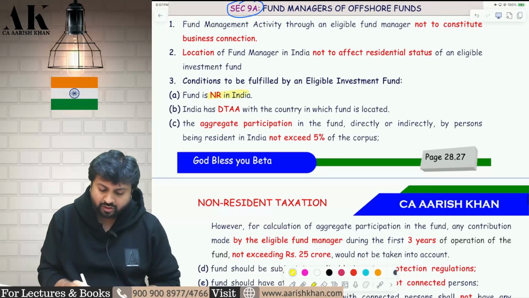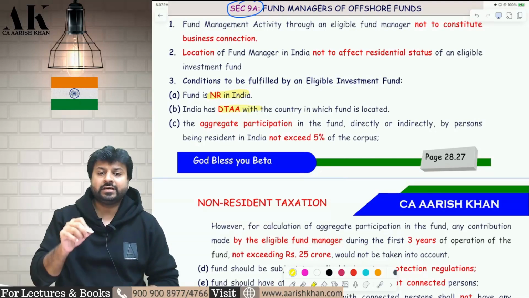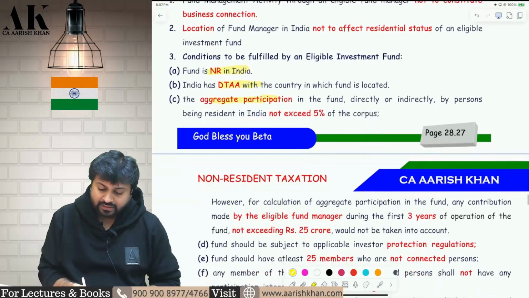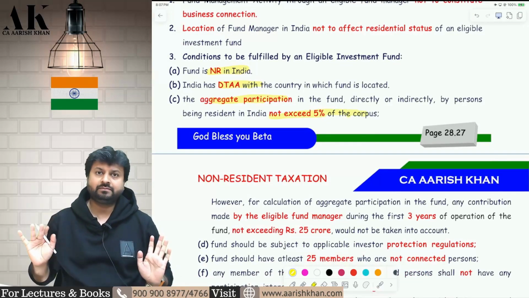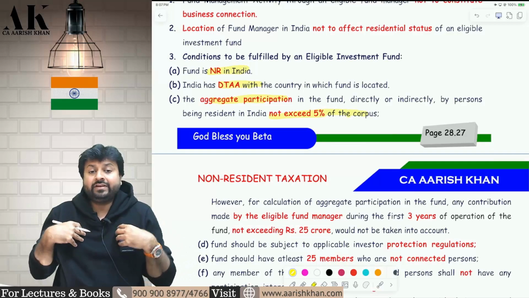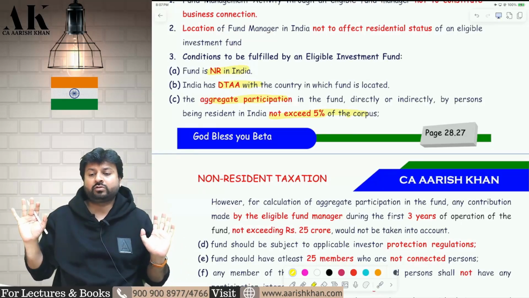First of all, the fund should be non-resident in India. Okay. Second, the fund should be located in a country with which India has a DTAA. Okay. In the fund, directly or indirectly, the Indian resident should not hold more than 5% of the total fund. Suppose the fund is of 100 crore, then the investment of the Indian resident should not be more than 5 crores. Okay.